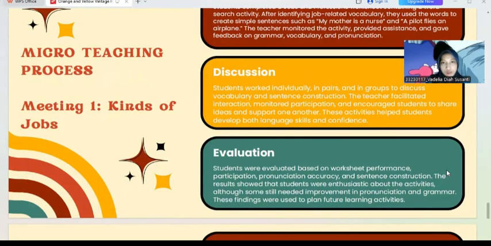Next, students work individually, in pairs, and in groups. They discuss vocabulary, share ideas, and participate in making simple sentences together. Then the evaluation at the end: students were enthusiastic in the activity. Some students still need more practice in pronunciation and grammar.